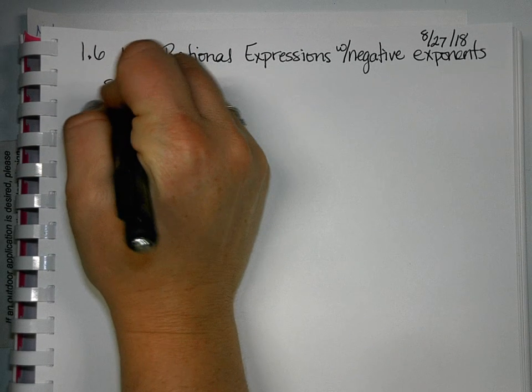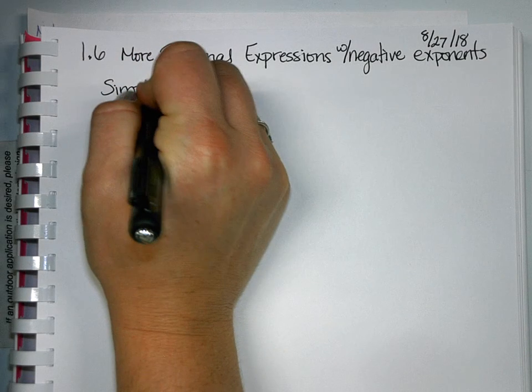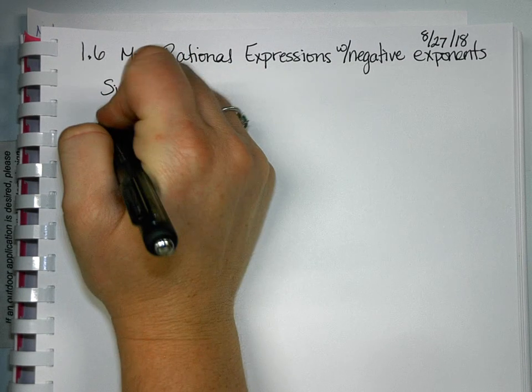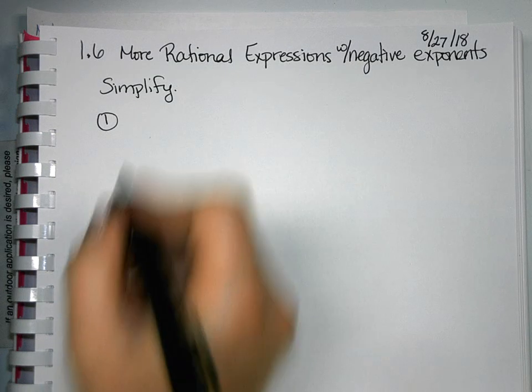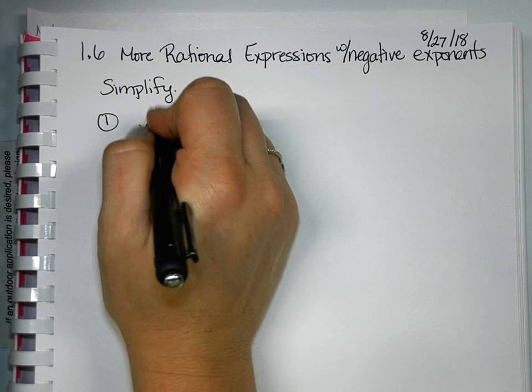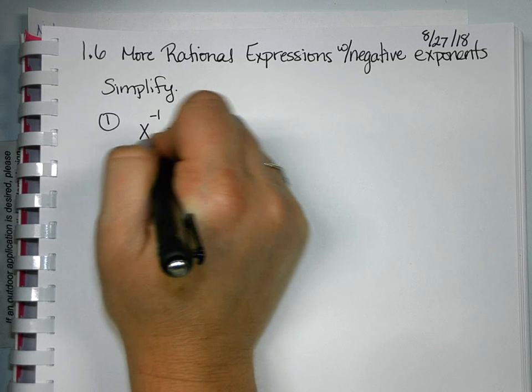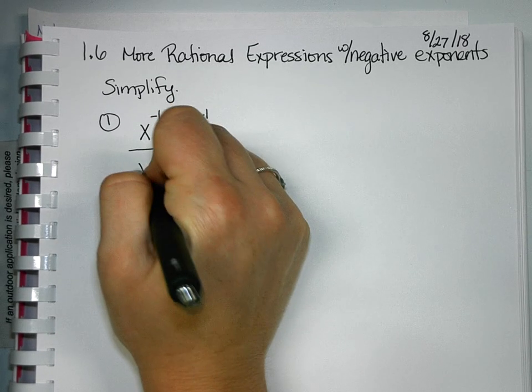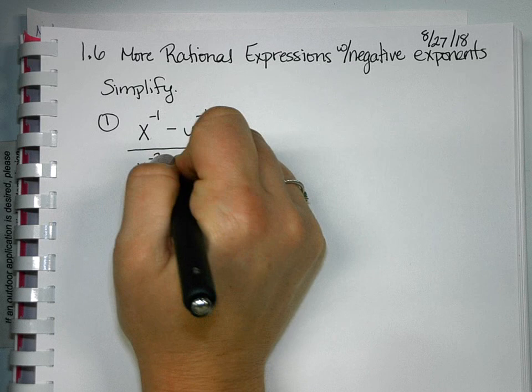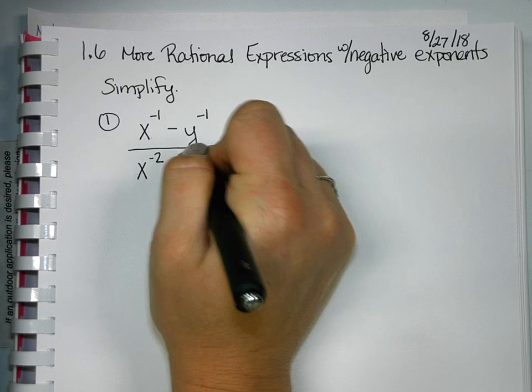So the first one I want us to try simplifying. So that's going to be our directions for all 3 of these. x to the negative 1 minus y to the negative 1 over x to the negative 2 minus y to the negative 2.